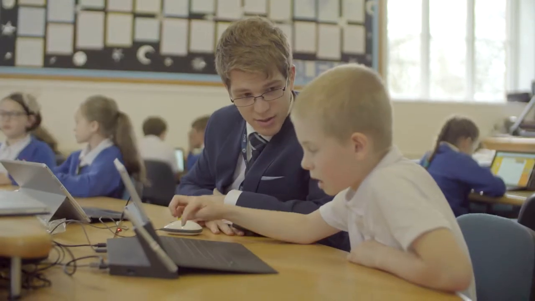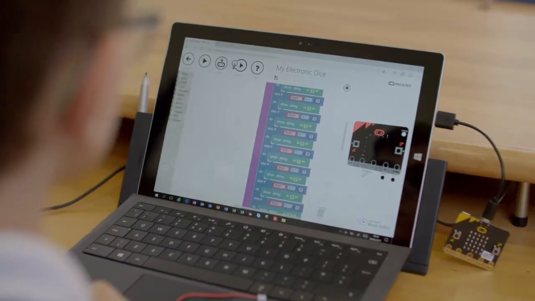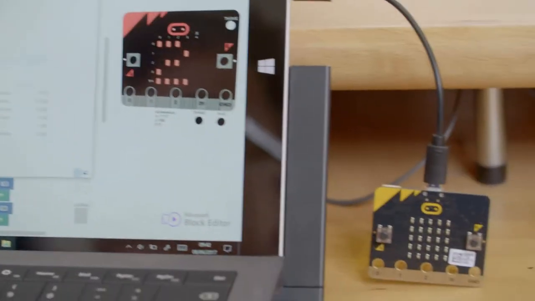So we're in a Year 5 classroom here at the moment, and the children behind me are busy programming the BBC Microbits. This is where they're putting the commands and the programs into the Surface computer, and then when they think that they've got it right, they download it to the Microbit.